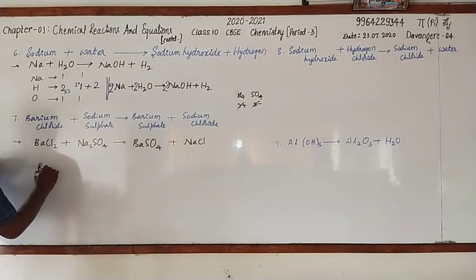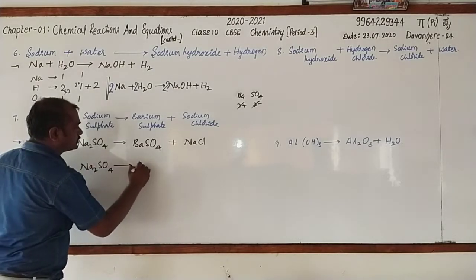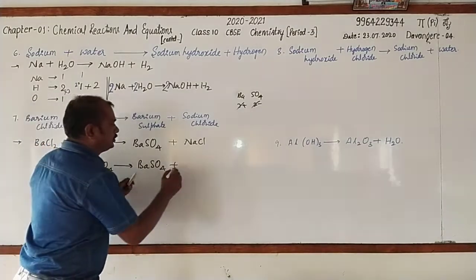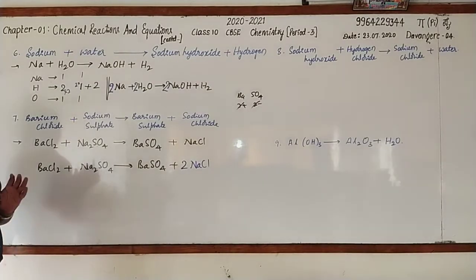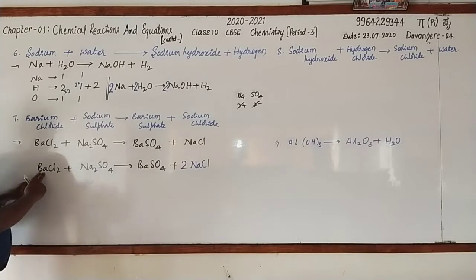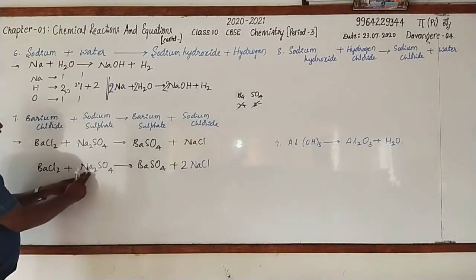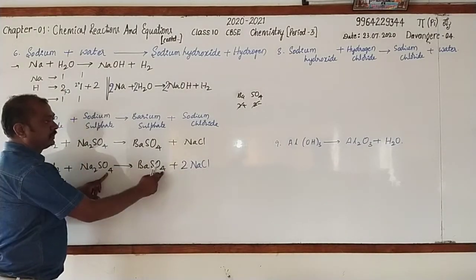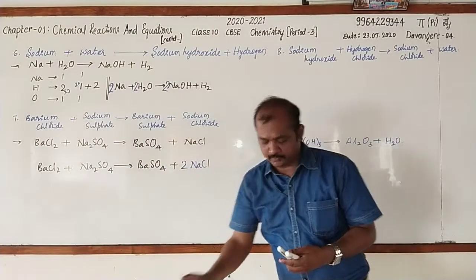Once I write BaCl2 plus Na2SO4 gives rise to BaSO4 plus 2NaCl. Hope that you have understood. See that 1 atom of barium, 1 atom, chlorine 2, sodium 2, sulfur 1, here is 1, oxygen 4, here is 4. Next, we will move on to 8th one.